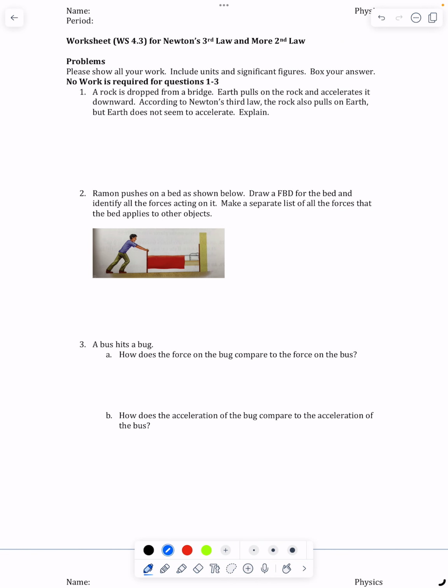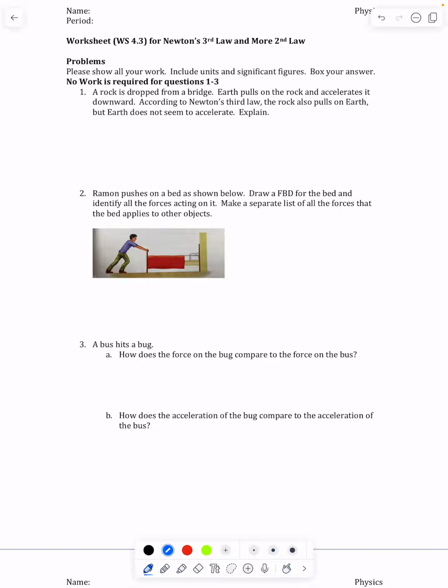If you're in my 5th period class, by now you should have watched 2 videos. One, the Veritasium video on Newton's third law. The other is the Hewitt video on Newton's third law. At this point, I'd like you to get out your packet. We're going to start working through the worksheet for 4.3. If you need to, pause the video and then come back.